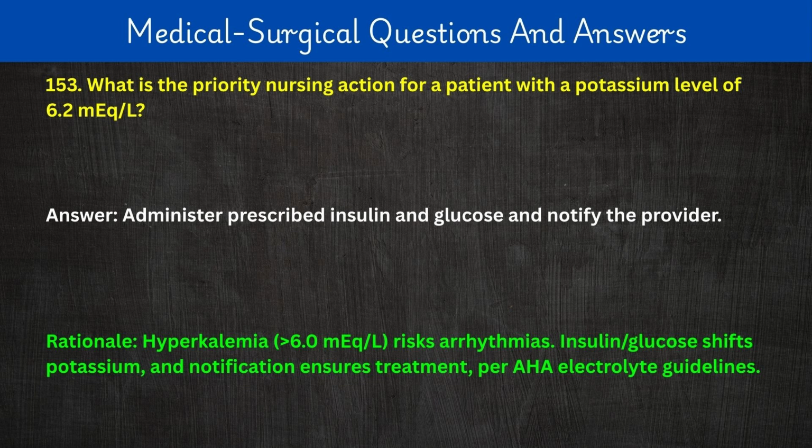153. What is the priority nursing action for a patient with a potassium level of 6.2 milliequivalent/L? Answer: administer prescribed insulin and glucose and notify the provider. Rationale: hyperkalemia, greater than 6.0 milliequivalent/L, risks arrhythmias. Insulin/glucose shifts potassium, and notification ensures treatment, per AHA electrolyte guidelines.